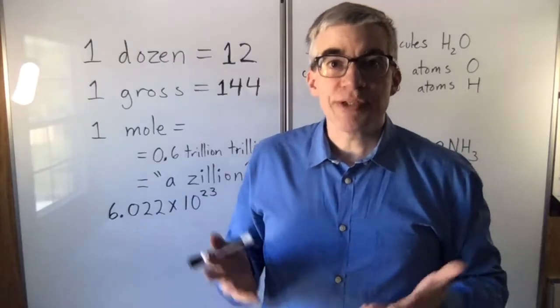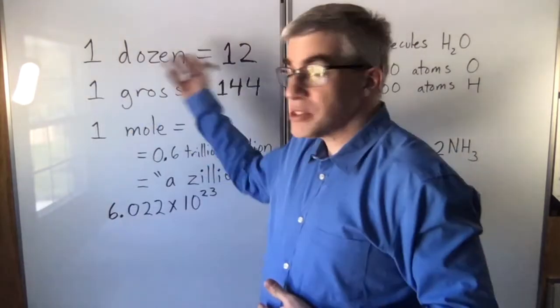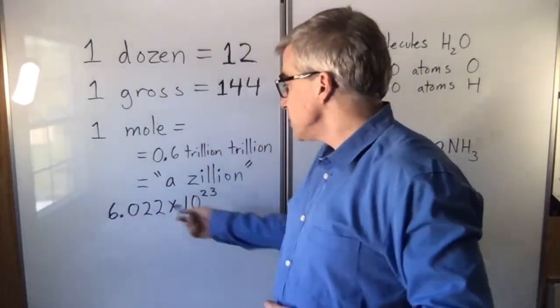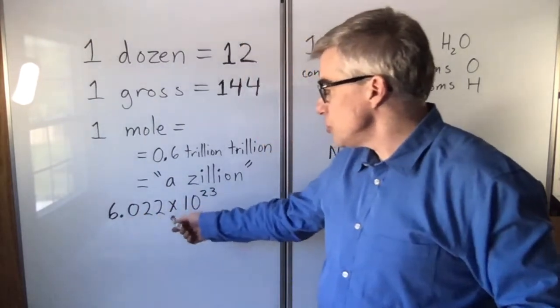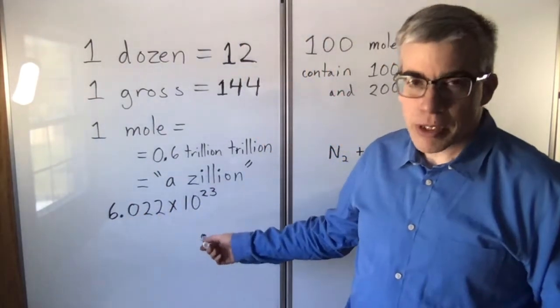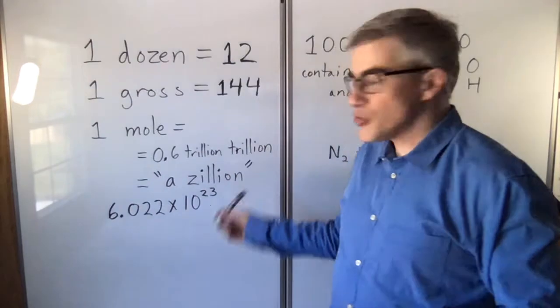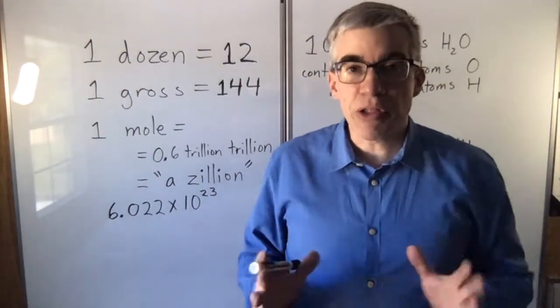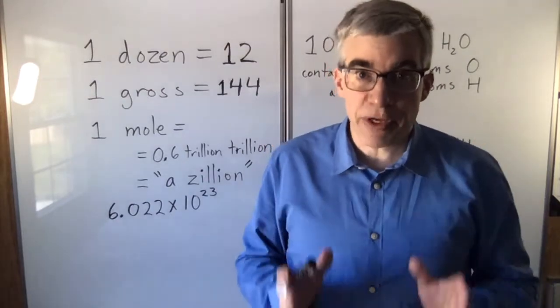A mole is a number, like dozen means 12, or gross means 144. A mole means this many: 6.022 times 10 to the 23rd power. That means 0.6 trillion trillion, or you could just call it a zillion. The point is, it's a very large number, and it's a very specific number.